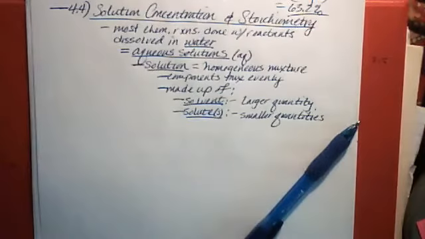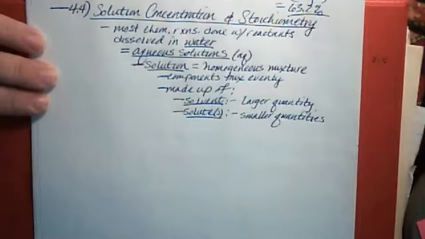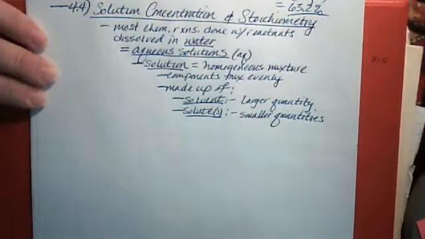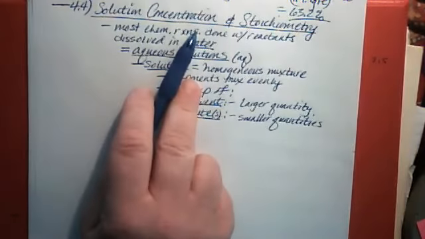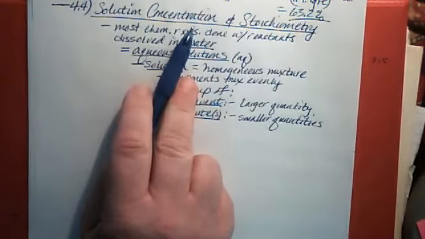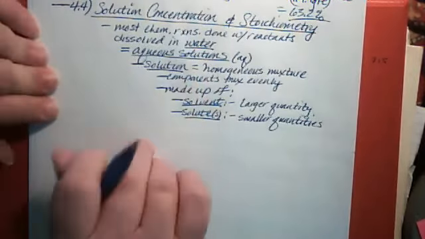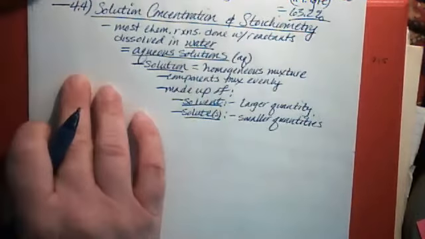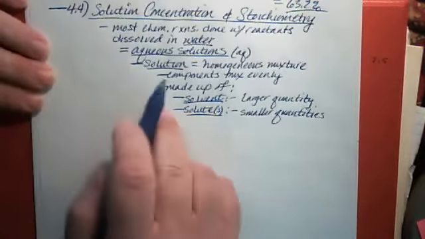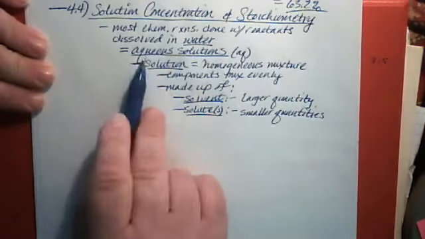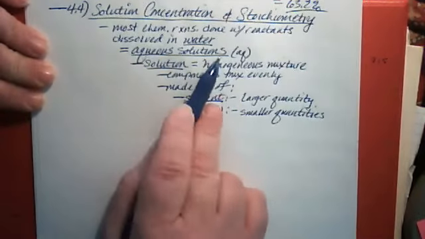Okay, the next section is on solution concentration and stoichiometry. We want to look at the solution concentration in particular because it so happens that most chemical reactions are actually done in solution. That is, with the reactants dissolved in water. And when the reactants are dissolved in water, that's known as an aqueous solution.